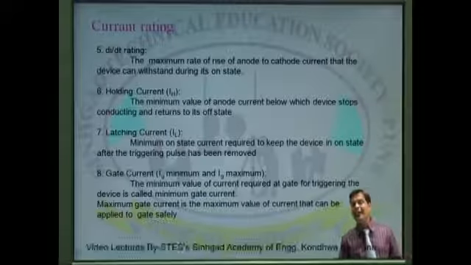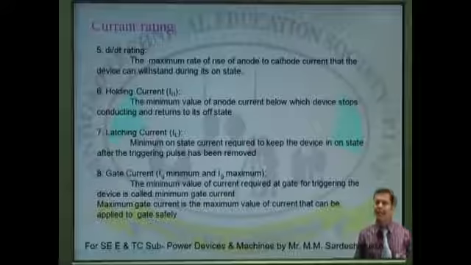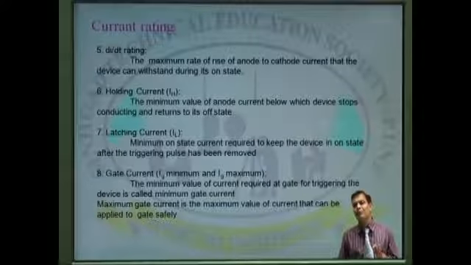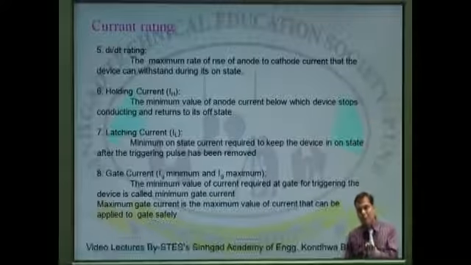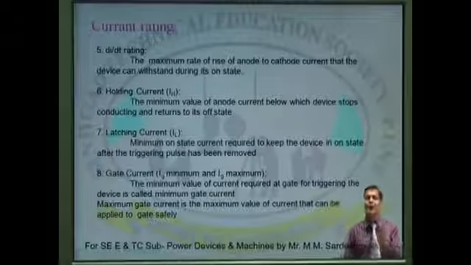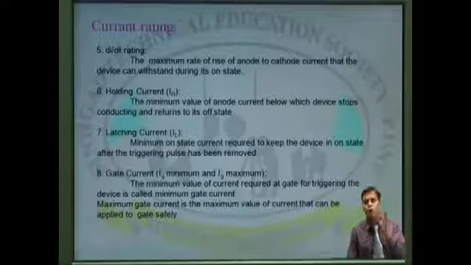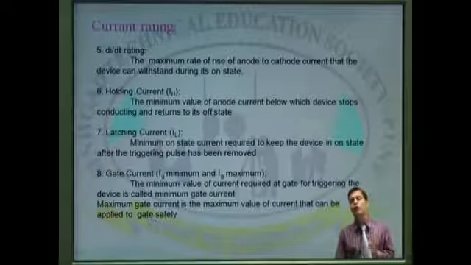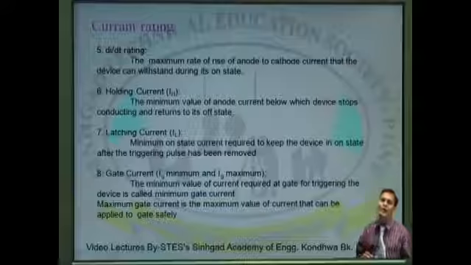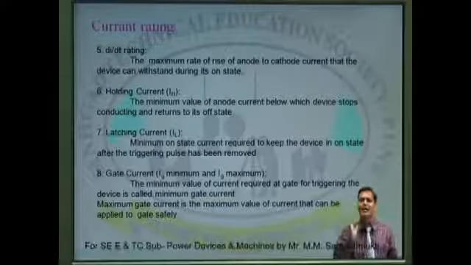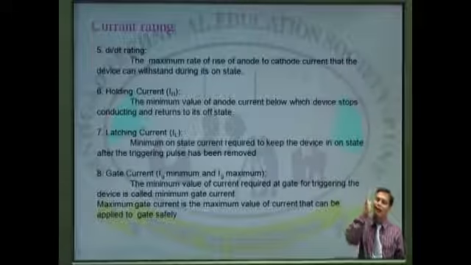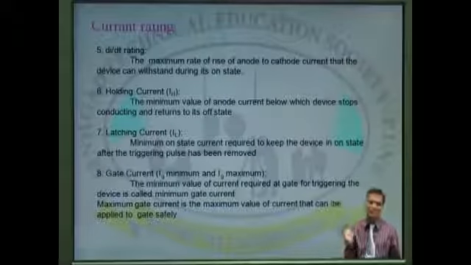Then earlier I had explained the holding current and latching current. Holding current is the current related to the turn-off process, and it is the minimum amount of current which should flow through anode to cathode to keep the device in the on state. If the current flowing through anode to cathode reduces below IH, the device will turn off. So by controlling this holding current, we can turn off the device.